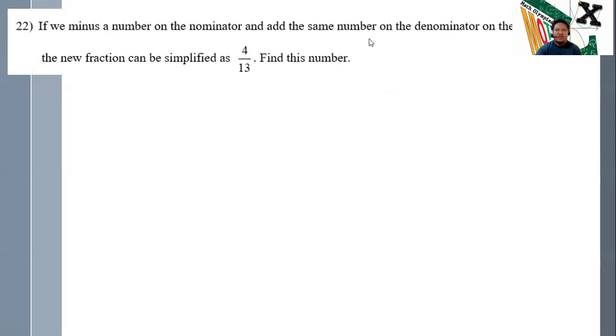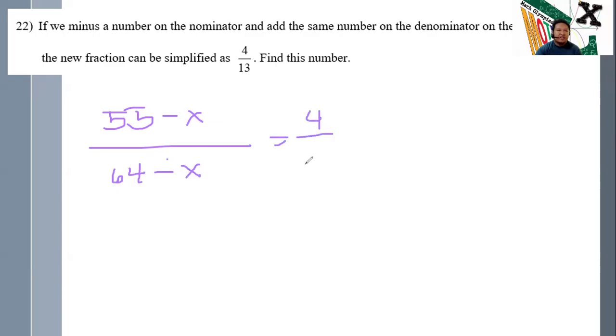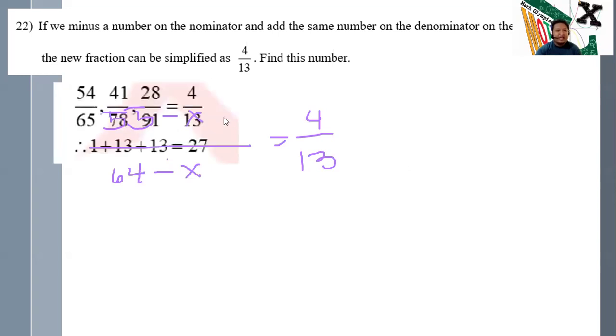The videos, I mean. Okay, let's try to move forward with number 22. This one is a little bit similar to one of our questions a while ago. If you subtract a number from the numerator and from the denominator, it's similar: 55 minus x over 64 minus x. The new fraction is 4 over 13. We did cross multiplication a while ago and eventually got the correct answer. You can do guess and check for that one if you like.